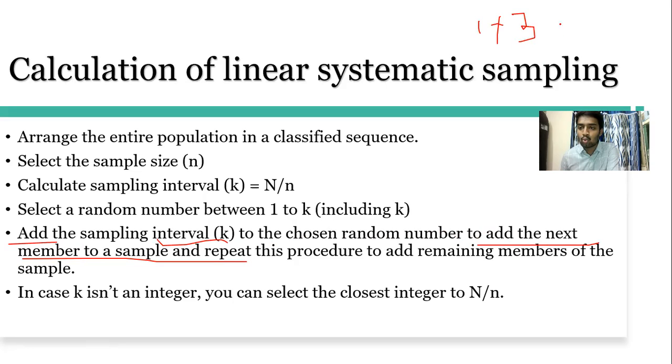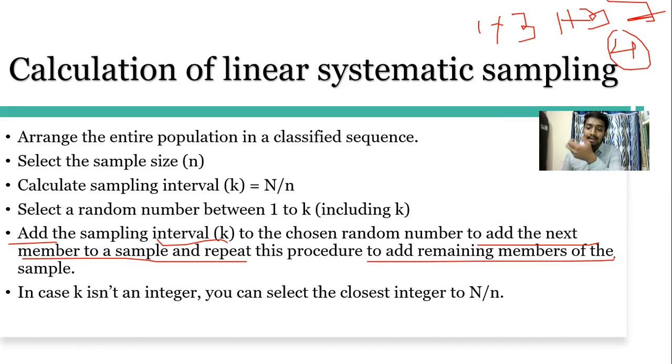So what I'll do is 1 plus 3, which is 4. So every fourth member. The next fourth number is 7, so my 7th person will be my sample. We will repeat this procedure until we add the remaining members to the sample. Until we get the maximum sample we expect, we repeat this process.